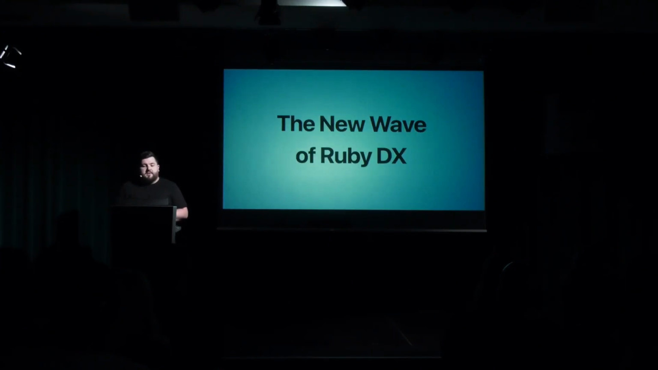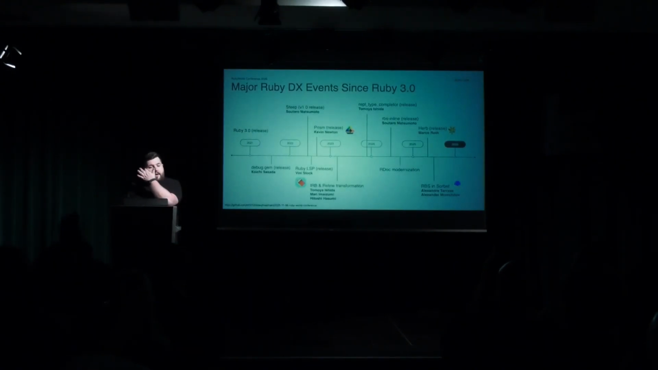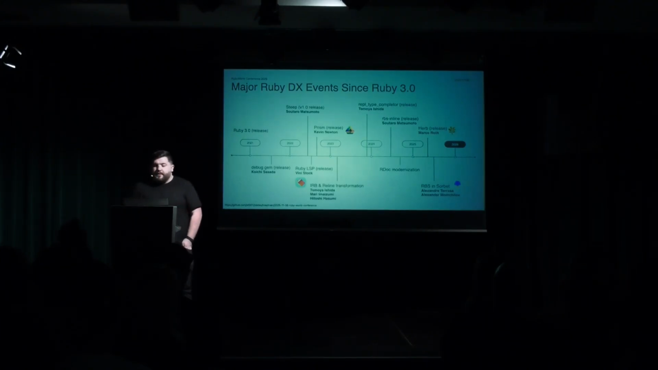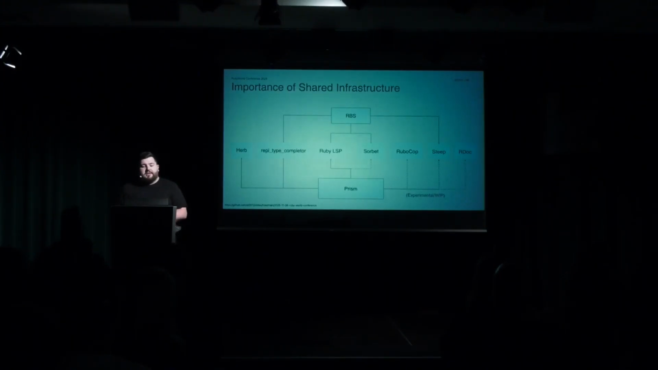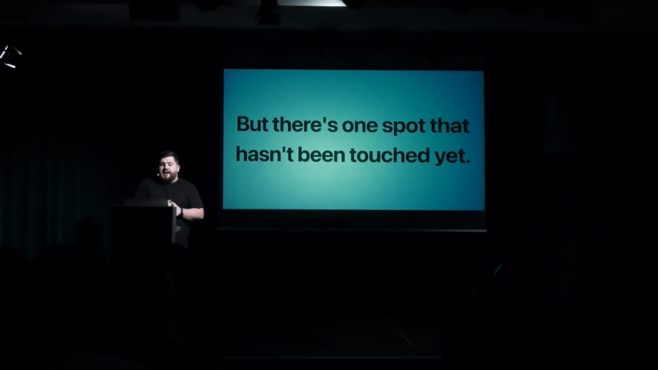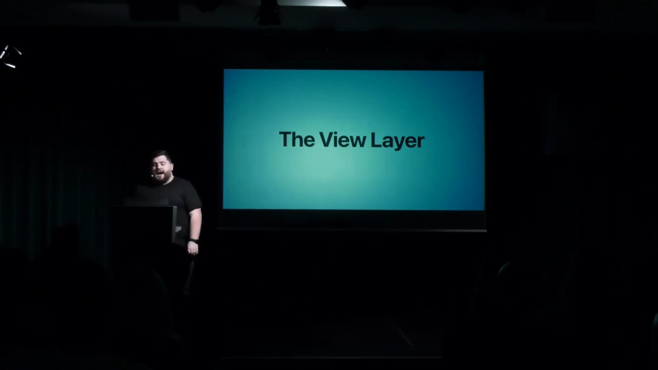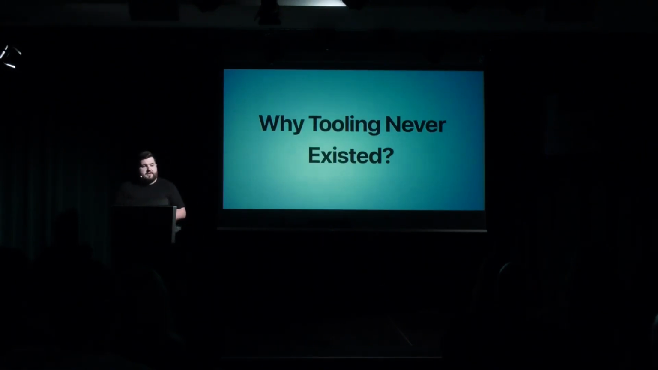The other thing we saw was this new wave of Ruby developer experience improvements. I borrowed this slide from Stan Lowe. He summarized the timeline of what has been happening in Ruby developer experience since Ruby 3.0. I also have this slide from him showing that the new Prism Ruby parser at the bottom is powering all these tools built on top of it, which now includes RuboCop, the Ruby LSP, and a lot of other tools, even RDoc, that are all powered by this now. But we have one spot where we haven't really been focusing, which is the view layer itself. So I have been asking myself, why did the tooling for this never exist before?